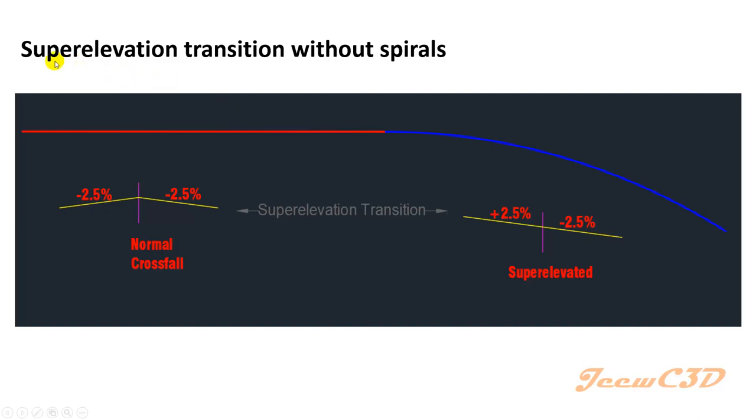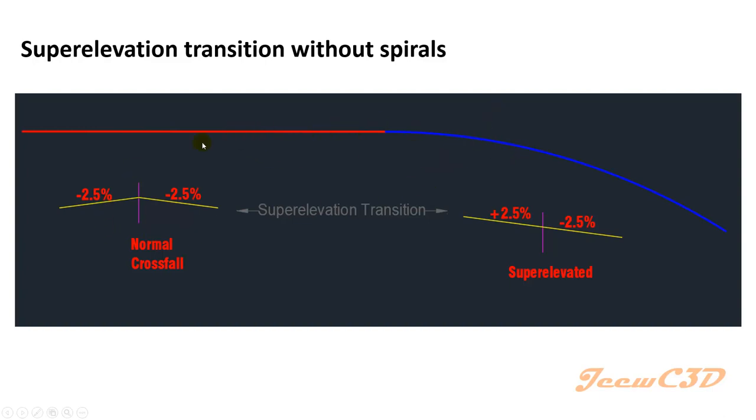So I have named this section super elevation transition without spirals. If you remember, spirals are curves where you change the radius from infinite to a definite value, but without a spiral the straight and curve are smoothly joined. That means there is no spiral. This straight section is tangent to this curved section. This is a smooth connection. But if you have a spiral curve, that is more desirable for drivers, a smoother connection than this one. But in this lecture series we will not be looking at spirals, only roads without spirals.